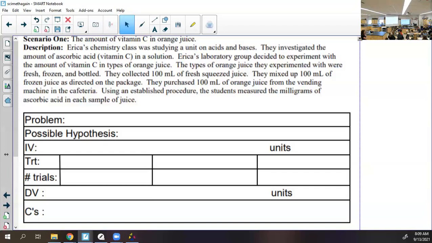So basically, you could say any of the 3 has the most and just pick one. Any of the 3 has the least and pick one. Or there is another possible hypothesis. Any guesses? They're all the same. All right. Now, if I were doing this experiment, I changed the IV. Tell your partner in this scenario, what is Erica's group going to change?